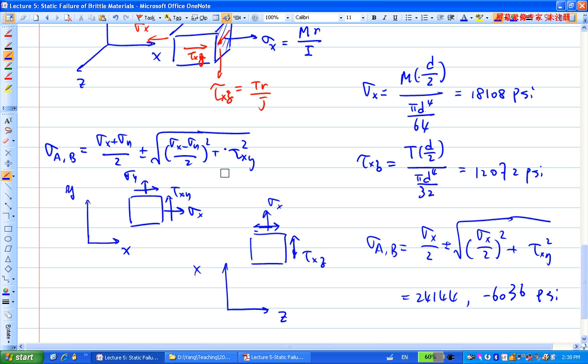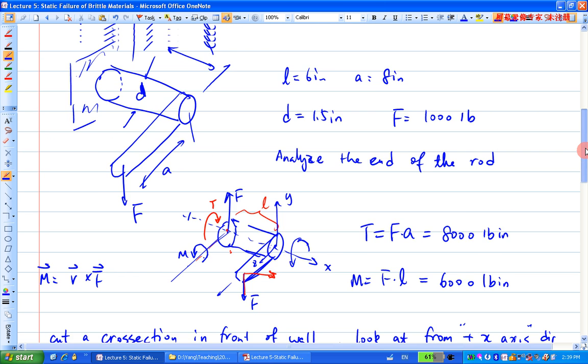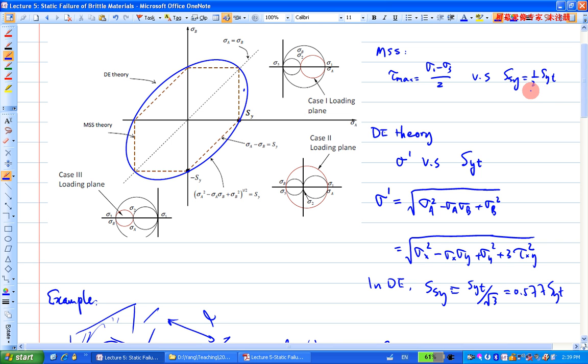If you got that wrong, definitely the calculation will be wrong. So you look at the two values here. Sigma A is greater than 0 and greater than sigma B, right? Sigma B is less than 0. So basically, if I want to apply the failure theories, number one, let's try the maximum shear stress theory. For maximum shear stress theory, what do we compare? We compare the maximum shear stress with the shear strength. So we compare this with that.